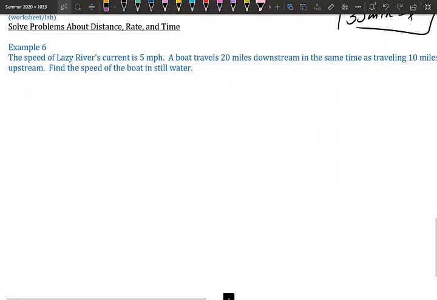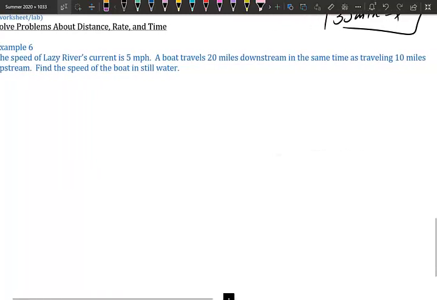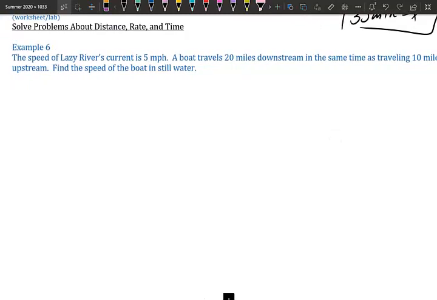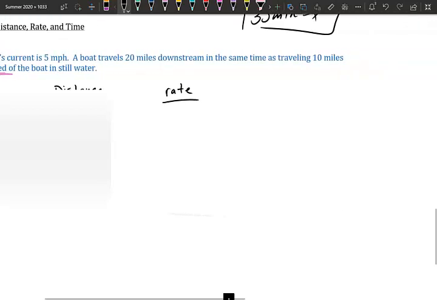Solving problems about distance, rate, and time. All right, the speed of Lazy River's current is 5 miles per hour. A boat travels 20 miles downstream in the same time as traveling 10 miles upstream. Find the speed of the boat in still water. Distance, rate, which is how fast they're going, and then time.